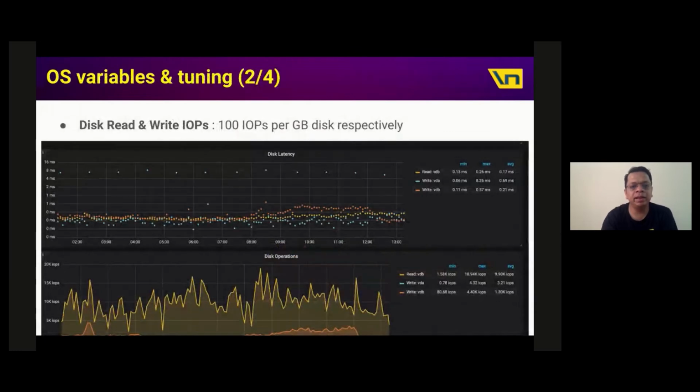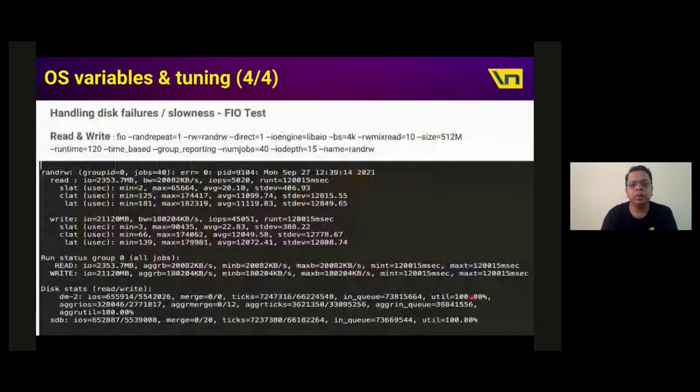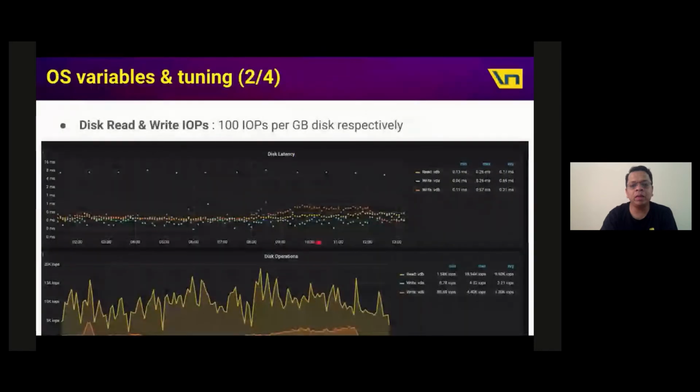Then the second thing is disk read and write IOPS, where generally in our data center, 100 IOPS per GB of disk is available to us. So if we have a 3 TB disk, then it means we have 3 lakh read IOPS and 3 lakh write IOPS available. In this case, these graphs show how much IOPS we are getting. As of now, we are getting 18.9K read IOPS and 4.4K write IOPS. So what we saw was that even though we should be able to get 3 lakh, we were only able to get this much, 4.4K and 18.9K.